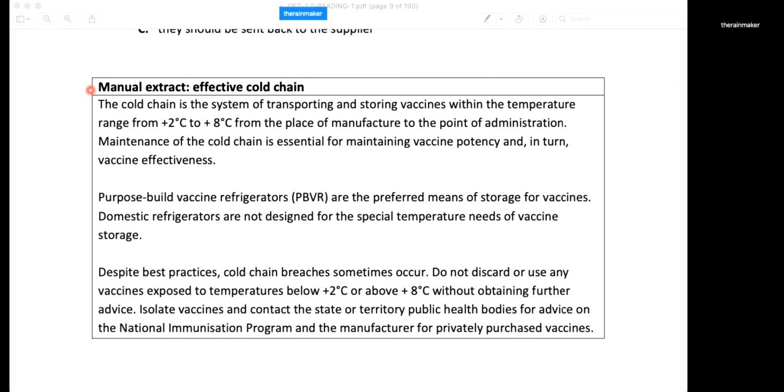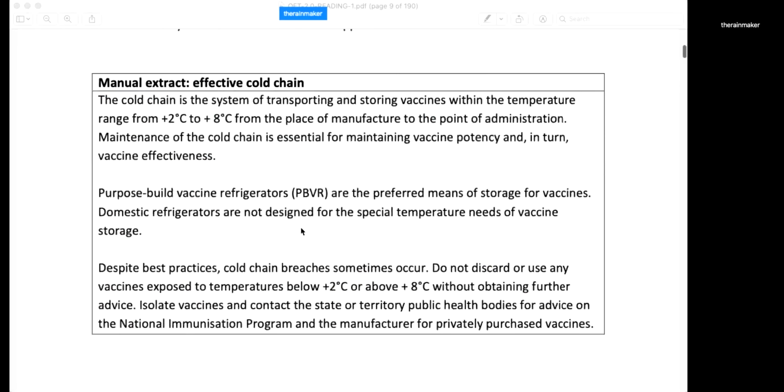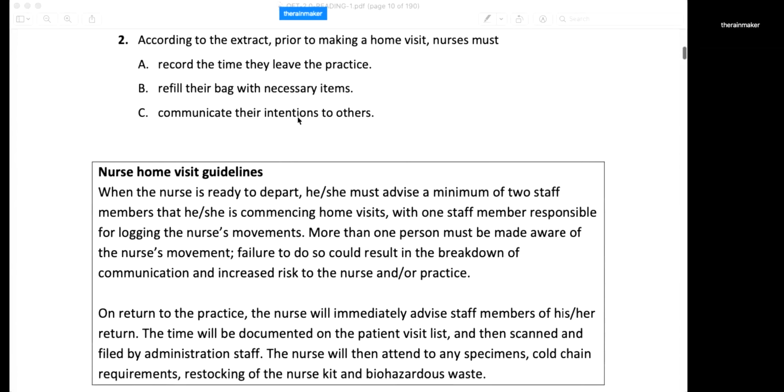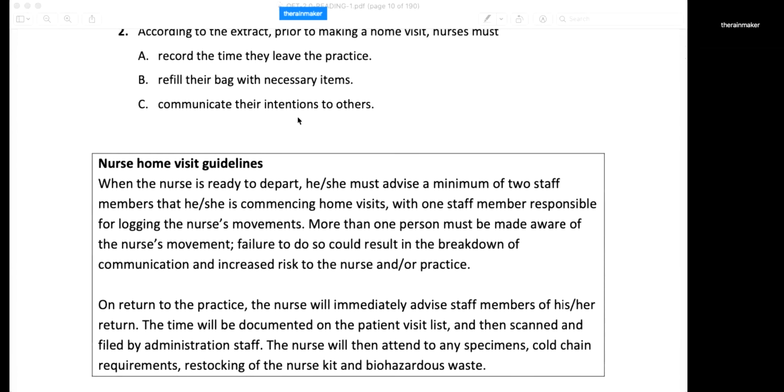So don't waste your time. Don't beat around the bush reading these 2 paragraphs, because that's going to waste your time. You have to go to your exact paragraph and attempt your question, right? This is how it happens. After that, you go forward. Again, look at the second one. It's nurse home visit guidelines. I've already mentioned that there can be questions from different professions as well.